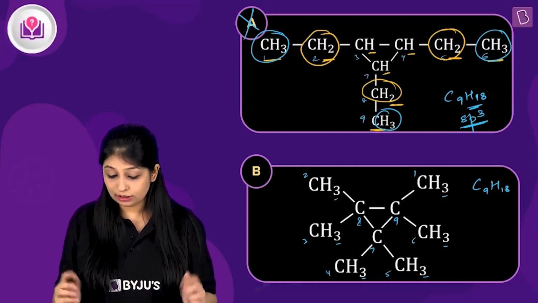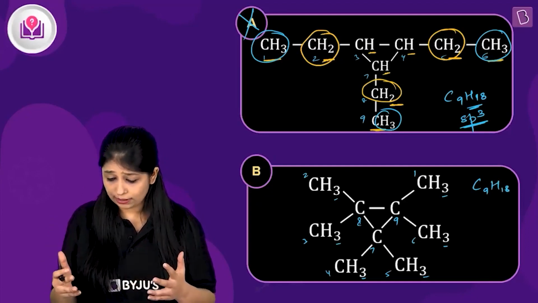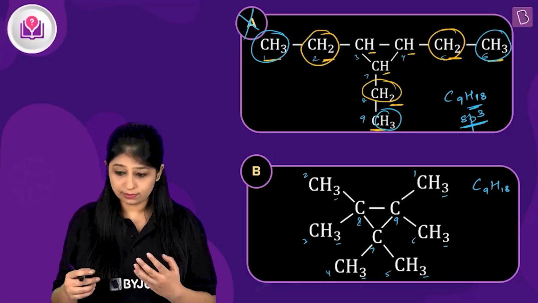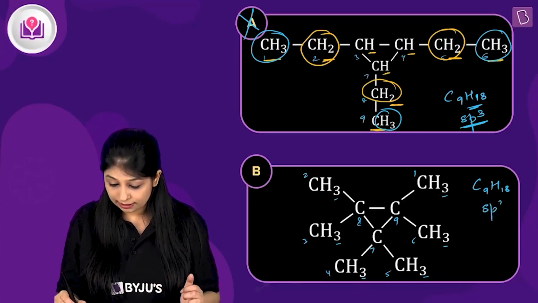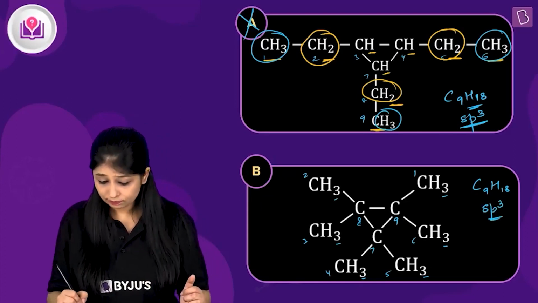What about the hybridization? Well, we can see that all carbon atoms are making 4 sigma bonds, right? Each carbon atom is making 4 sigma bonds. So all the carbon atoms are sp3 hybridized. So that's also correct.